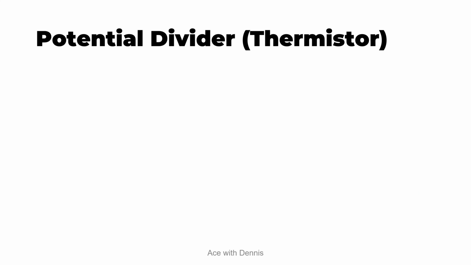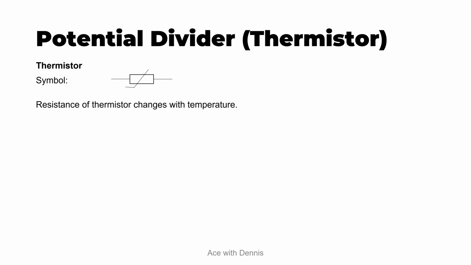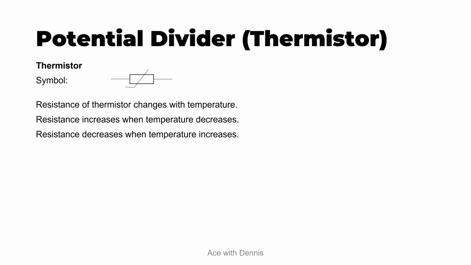Next application of potential divider is thermistor. This is the symbol of thermistor. Resistance of thermistor changes with temperature. And please remember, resistance increases when temperature decreases. On the other hand, resistance decreases when temperature increases.